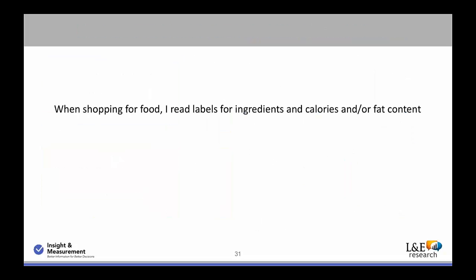Okay, here's an item. It's one of my favorite examples. It came from a screener. When shopping for food, I read labels for ingredients and calories and/or fat. And I just have flashbacks to where I'm trying to fix this and find out what people mean, because it's triple-barreled. And I can hear somebody telling me, Dave, we just don't want to be too academic about it. We just want a general idea of what people think. And that, there's a problem with that.